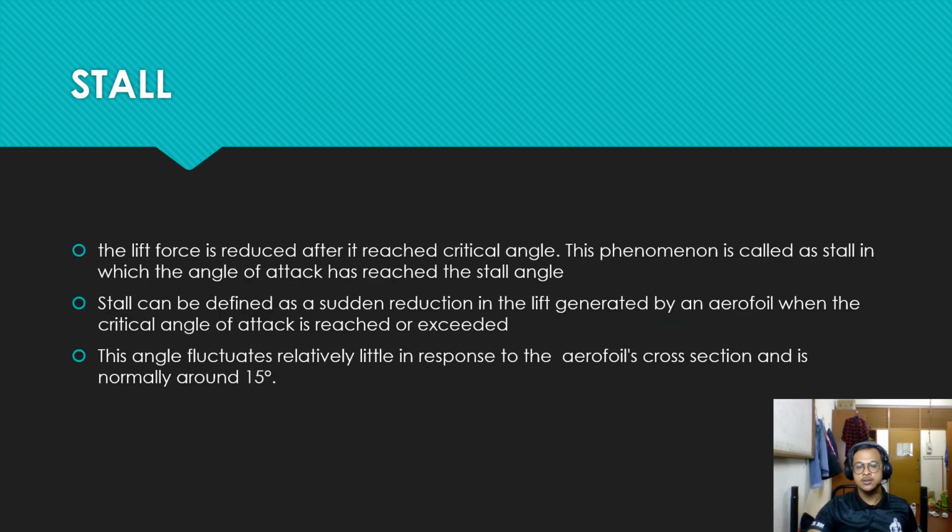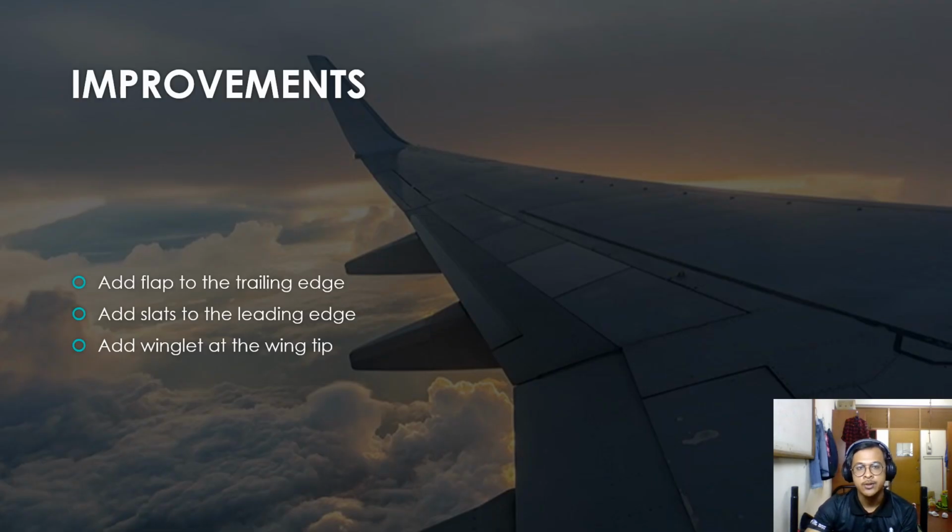Now moving forward on stall, which was mentioned just now. The lift force is reduced after it reaches the critical angle. This phenomenon is called stall, in which the angle of attack has reached the stall angle. Stall can be defined as a sudden reduction in the lift generated by an aerofoil when the critical angle of attack is reached or exceeded. This angle fluctuates relatively little in response to the aerofoil's cross-section and is normally around 15 degrees, which is the case for our result. Now moving on to the improvements that can be implemented on our wings.